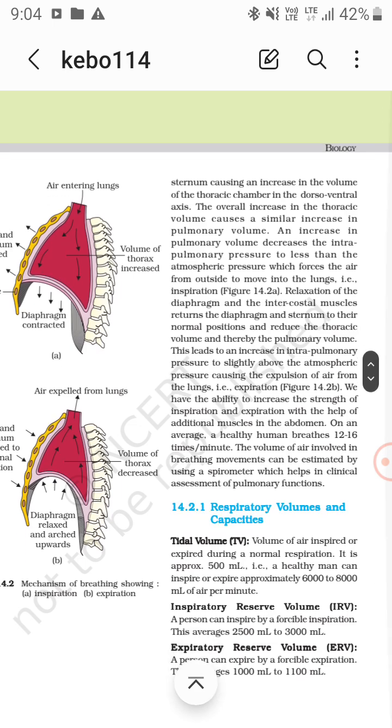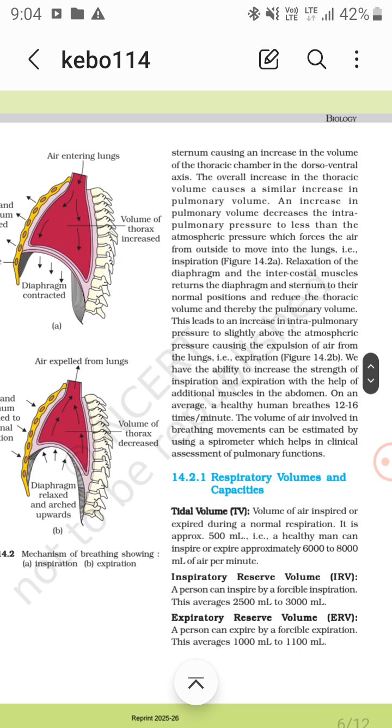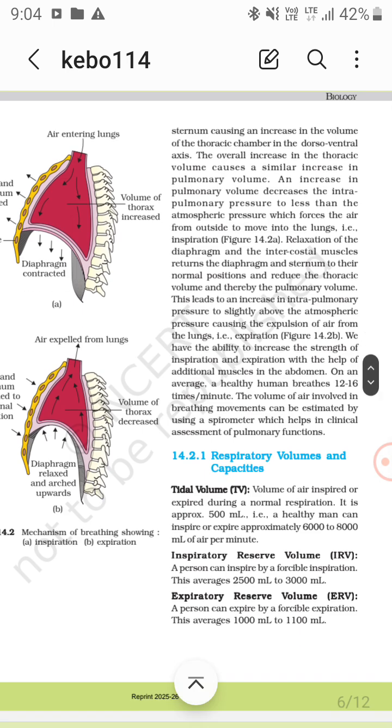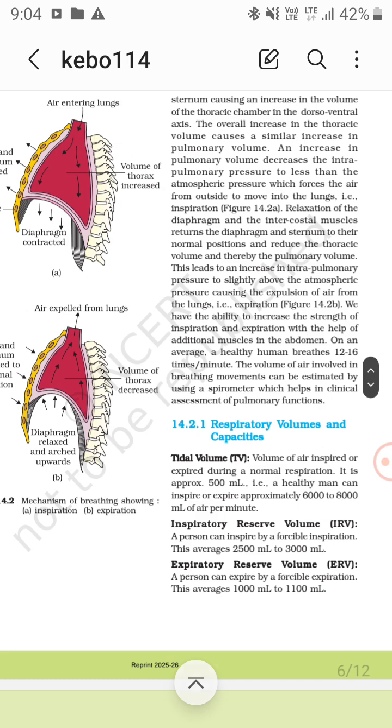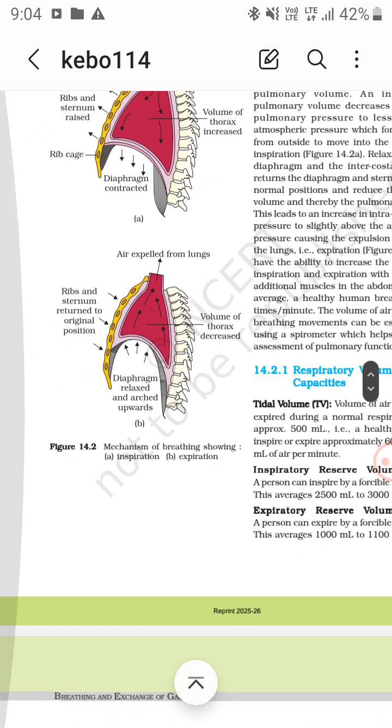This is inspiration, right? Now relaxation of the diaphragm and the intercostal muscles, both internal and external, returns the diaphragm and sternum to their normal positions and reduces the thoracic volume and thereby the pulmonary volume. So we have the ability to increase the strength of inspiration and expiration with the help of additional muscles in the abdomen. On an average, a healthy human breathes 12 to 16 times per minute. We use the spirometer for clinical assessment of pulmonary functions.